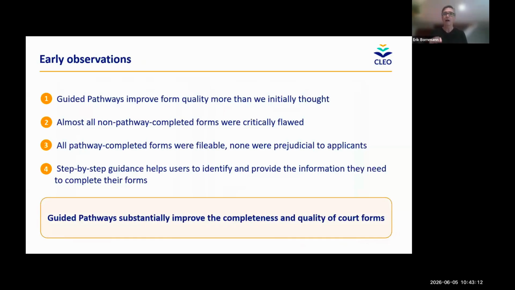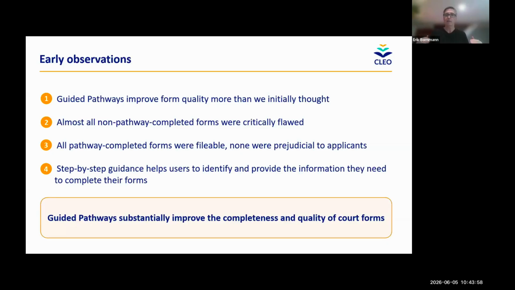So first, A2J guided interviews improve form quality even more than we initially thought, and it's not even close. So almost all the non-pathway completed forms were critically flawed, while in comparison, all the forms, and this was for a divorce procedure, all the forms produced by the pathways were fileable, and none were found to include information that was prejudicial to the applicants. And finally, the step-by-step guidance of the decision tree technology really helped users identify and provide the information they need to complete the form. So bottom line is that A2J guided interviews, our pathways, substantially improve the completeness and quality of the court forms outputted.